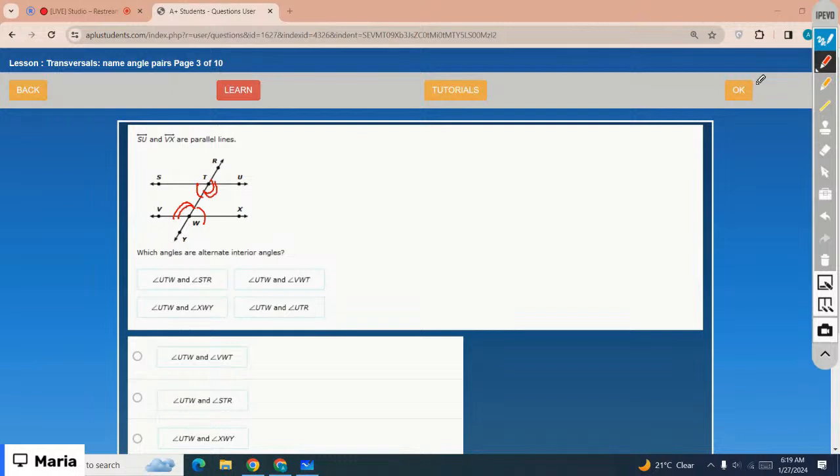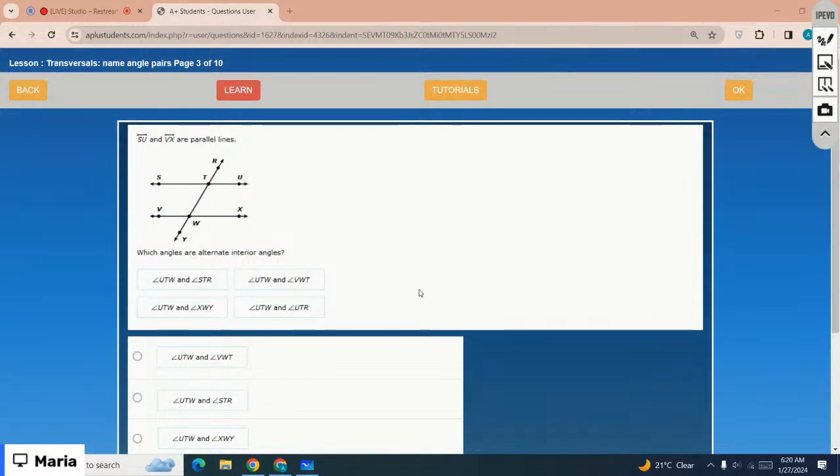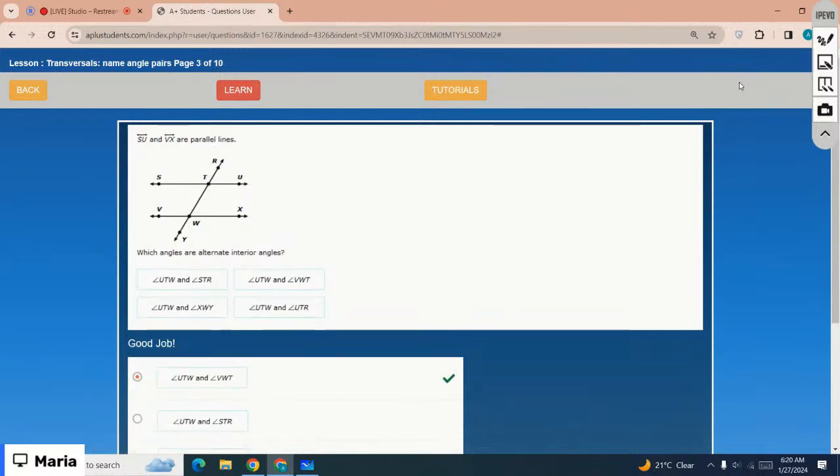Okay, UTW, this one, and STR. No, this isn't the correct one. UTW and VWT. Yes, UTW and VWT, they are the alternate interior angles, right? Option number one is the correct option, right? Just match UTW and VWT, that is the correct option.